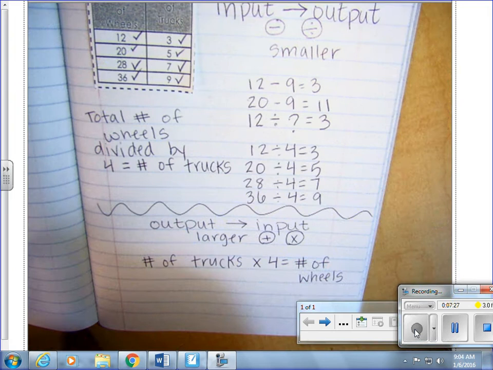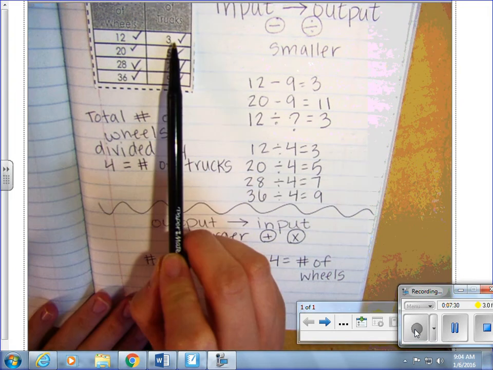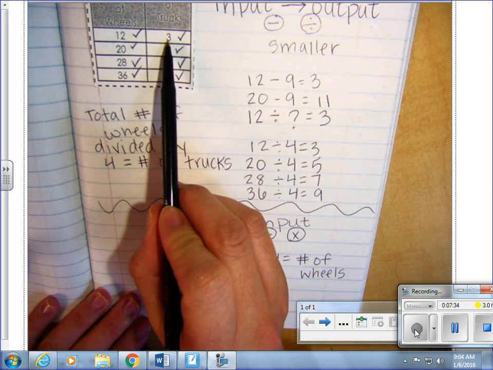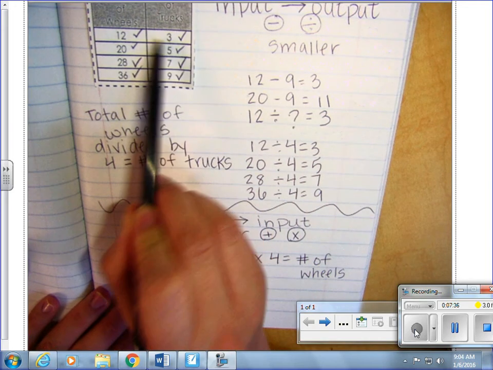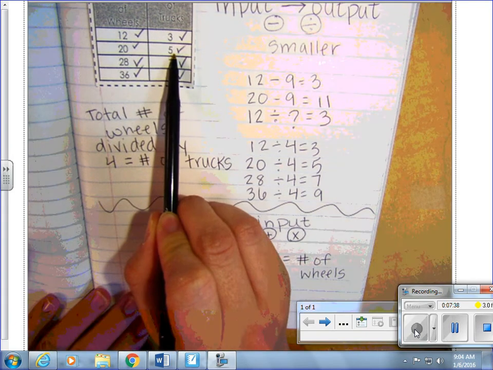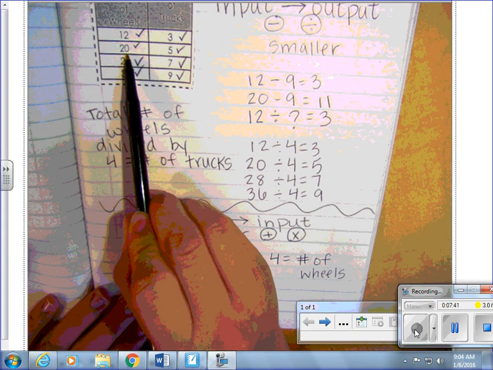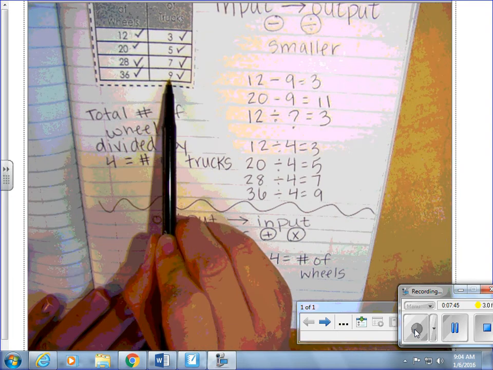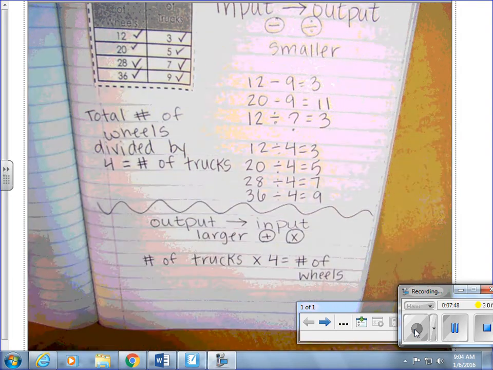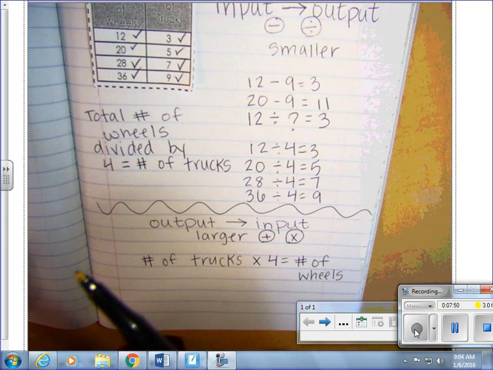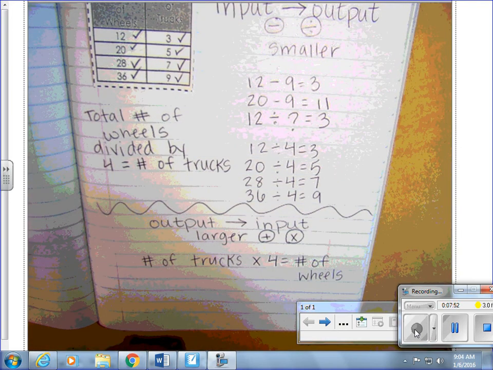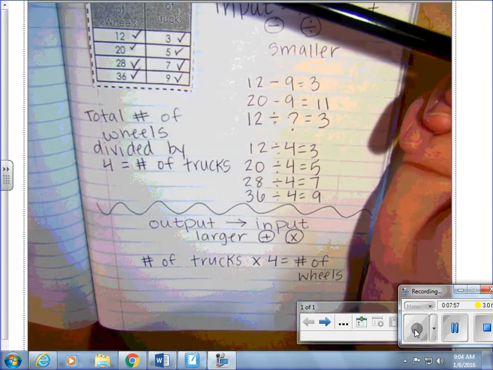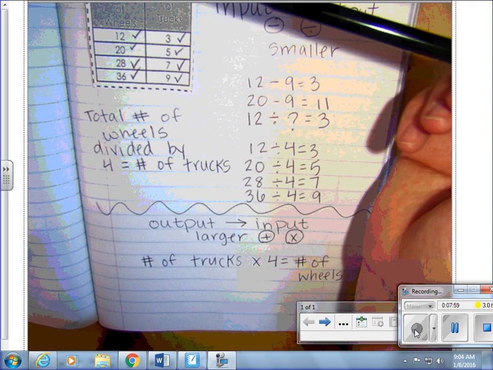Now, just to double check, because I want to make sure, if I was going backwards, let's see if it works. So we said 3 times 4 this time, right? Is 3 times 4 12? Is 5 times 4 20? Is 7 times 4 28? Is 9 times 4 36? Yes, it is. So now you can see you can go from input to output or output to input. Be very careful when you see a problem because it might flip it for you. So you need to read it carefully. Good job.